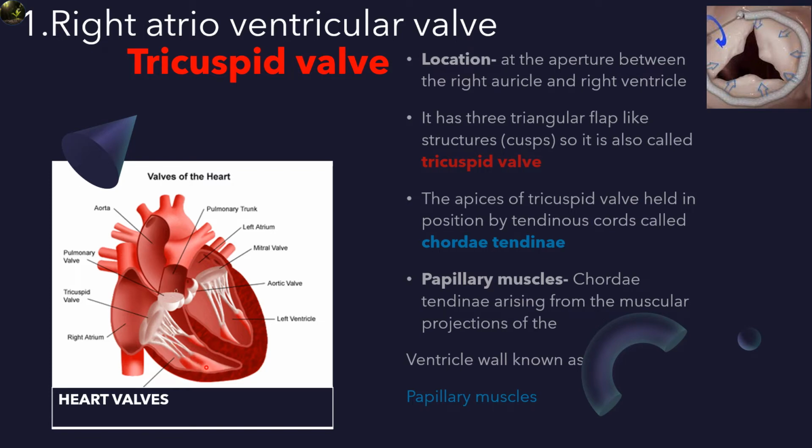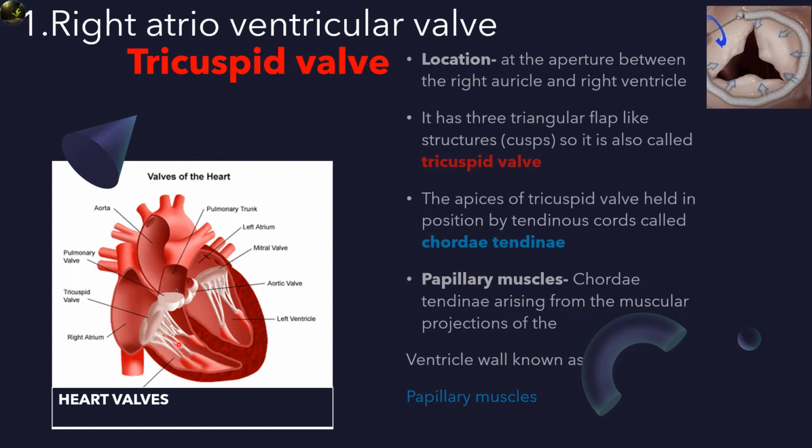Then these chordae tendineae are arising from what? Muscular projections. Where are those muscular projections? That is of the ventricle wall. From the ventricle wall, muscular projections will arise to carry the papillary muscles. The main function of the papillary muscles is that they attach the chordae tendineae.